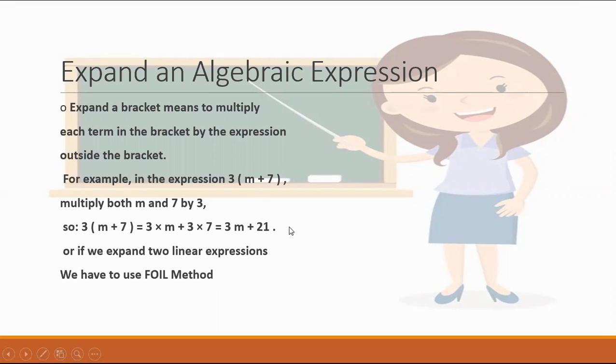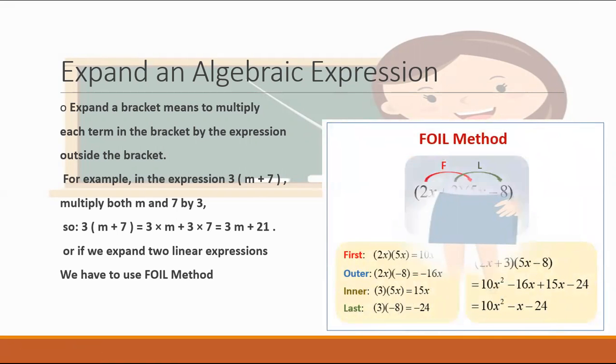If we expand two linear expressions, we have to use the FOIL method: first, outer, inner, and last. So first we multiply 2x with 5x, then 2x with minus 8, 3 with 5x, and 3 with minus 8. Keep it in mind, whenever you're multiplying each element, the signs are also multiplied.